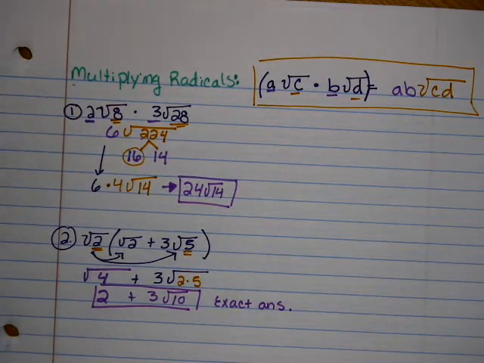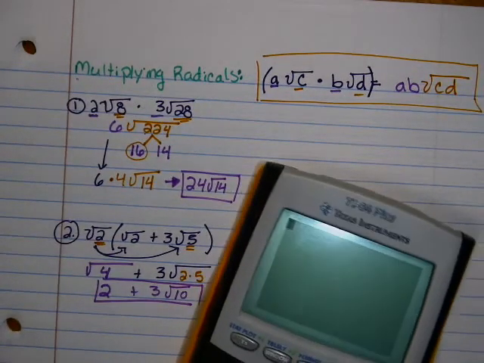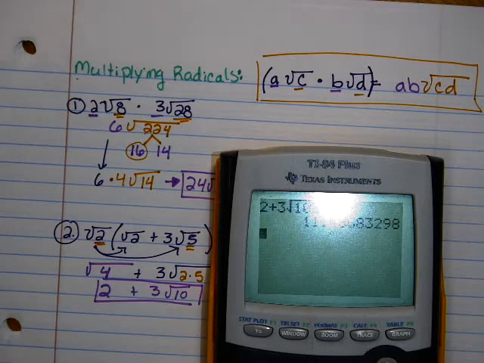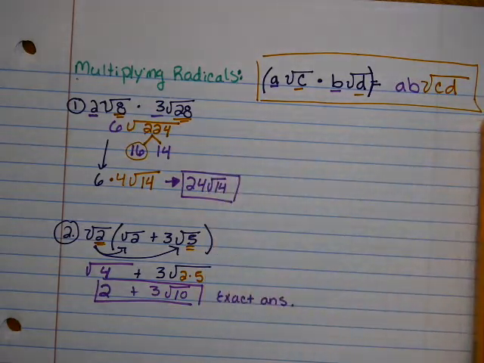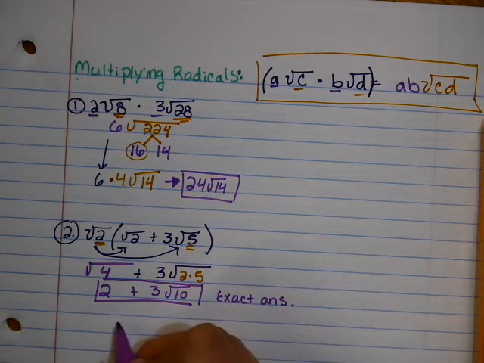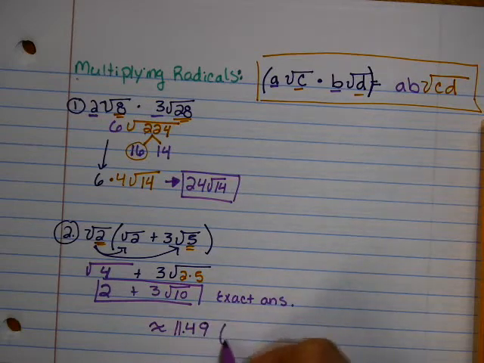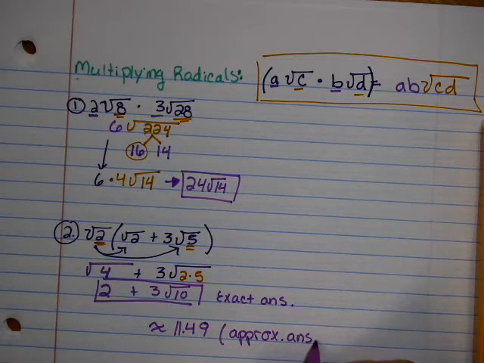Okay. And what would be our approximate answer for this? If I take my calculator and I type in 2 plus 3 square roots of 10. So let me show you what I'm typing. 2 plus 3 square roots of 10. And I end up with 11.49, or approximately, this would be our approximate answer.